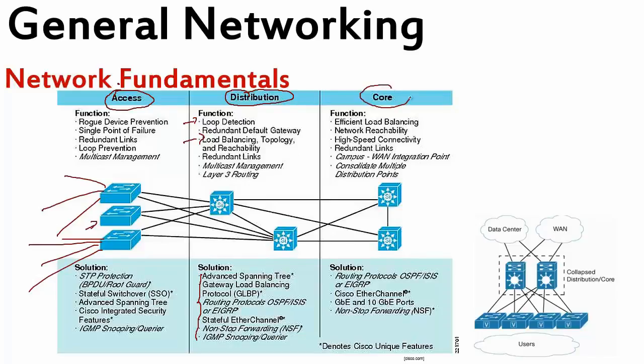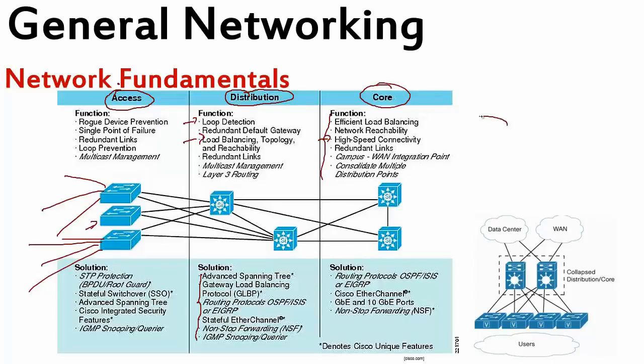The last one is the core layer. If you want to summarize this layer in one sentence: high-speed connectivity. You want to exchange information as fast as possible. You don't want to make any decisions here. Take a look. You will not find a point saying, well, let's see if we can do something here. Not really. The core layer is designed to send your data as fast as possible.